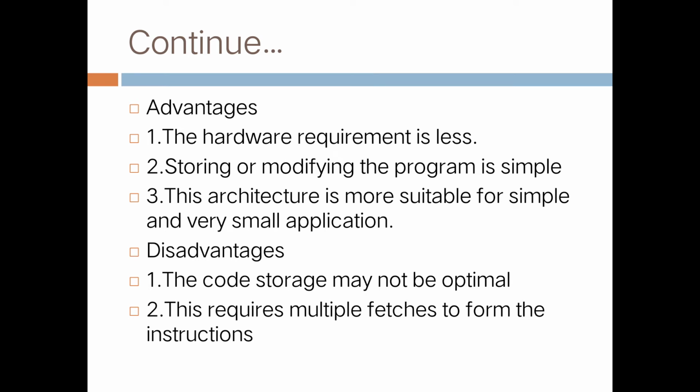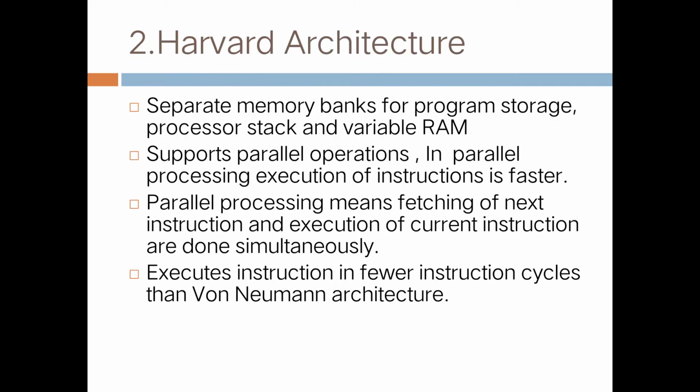Advantages of von Neumann architecture: the hardware requirement is less. Storing or modifying the program is simple. This architecture is more suitable for simple and very small applications because it has a common memory for program and data. But there are some disadvantages: code storage may not be optimal, and it requires multiple fetches to form the instruction.